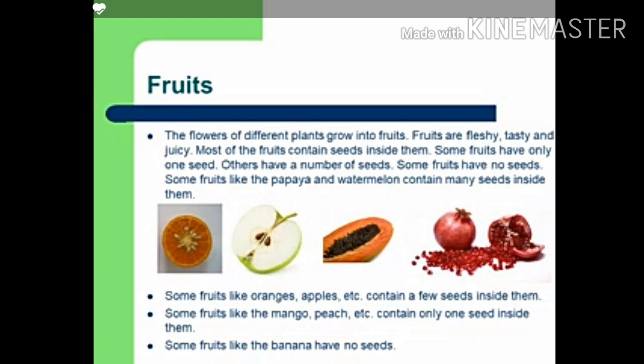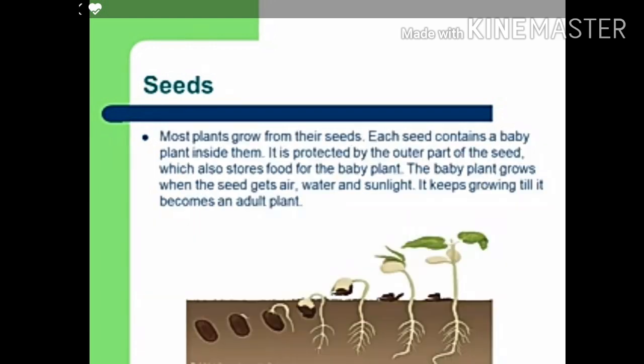Some fruits like orange, apple, etc. contain a few seeds inside them. Some fruits like mango, peach, etc. contain only one seed inside them. Some fruits like the banana have no seeds.